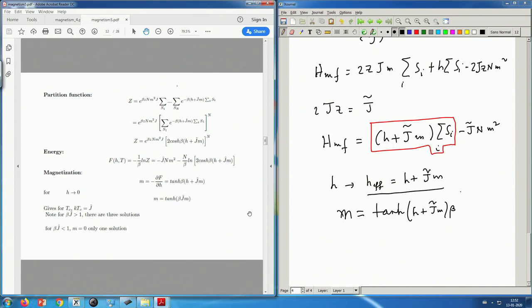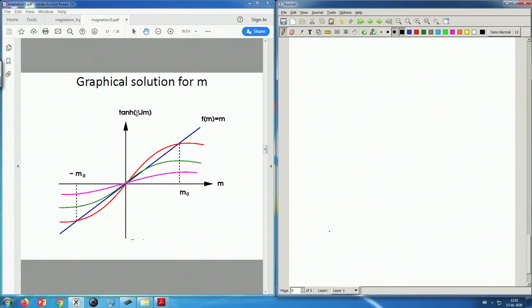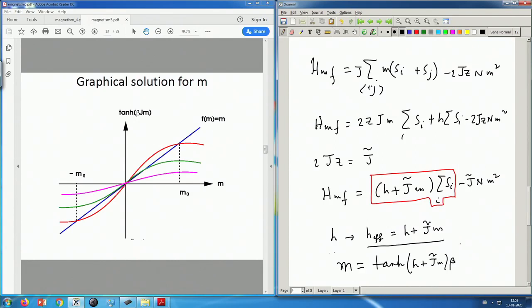Okay, so let us now try to find out how to solve it. There are many ways to solve it. The one which is very popular in many places, and which is physically quite transparent, is you just look at the solution from a graph. How do you plot it?